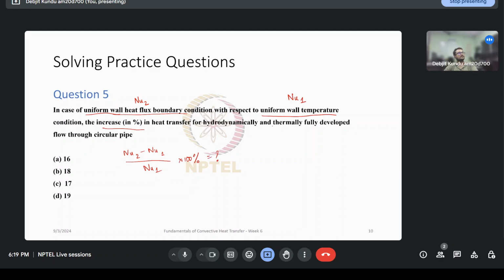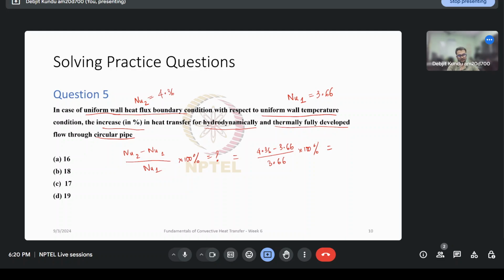Now, for that, the other information given is that it's a circular pipe, as well as the flow is hydrodynamically developed, and it's thermally fully developed as well. So in those cases, what are the values of the Nusselt numbers? We saw earlier that for uniform heat flux condition, this is 4.36, and for the uniform wall temperature condition, it's a bit lower, 3.66. So that's why we are getting an increase. So now just plugging in the numbers, 4.36 minus 3.66 divided by 3.66 into 100%, I should get a number.